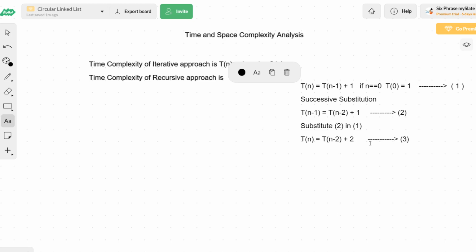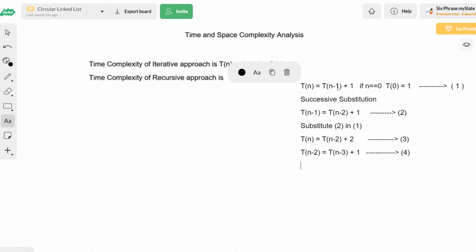Now let us find the value of T of n minus 2, which is in equation 1 where you substitute n minus 2 instead of n. So the equation will become T of n minus 2 is T of n minus 3 plus 1. This equation we will take as equation number 4.